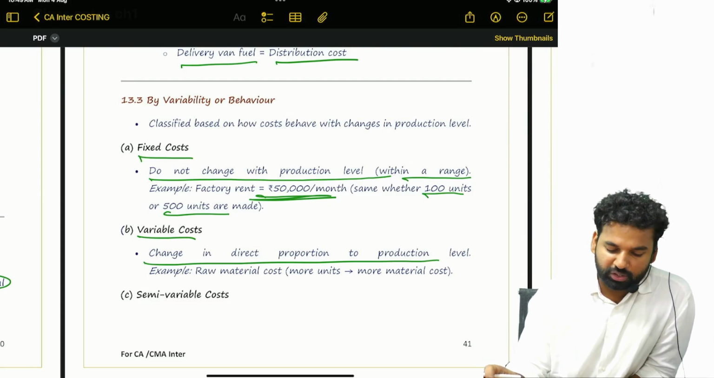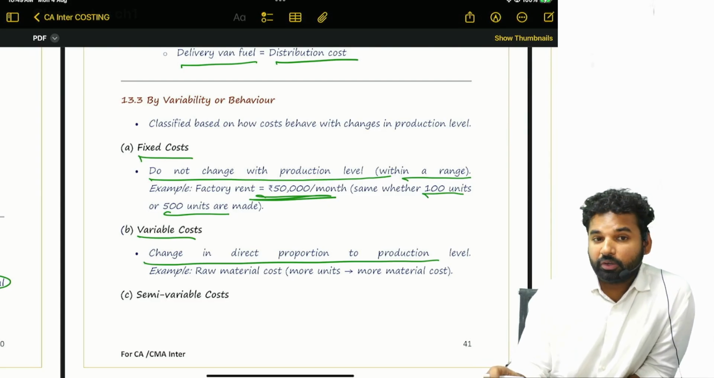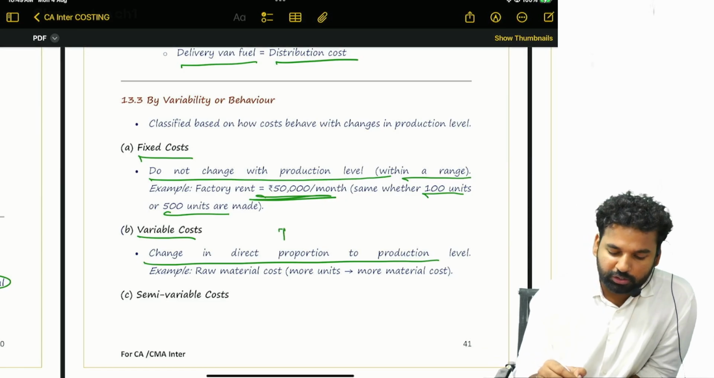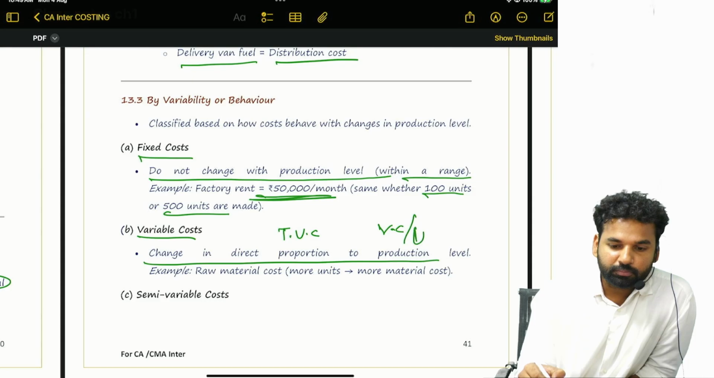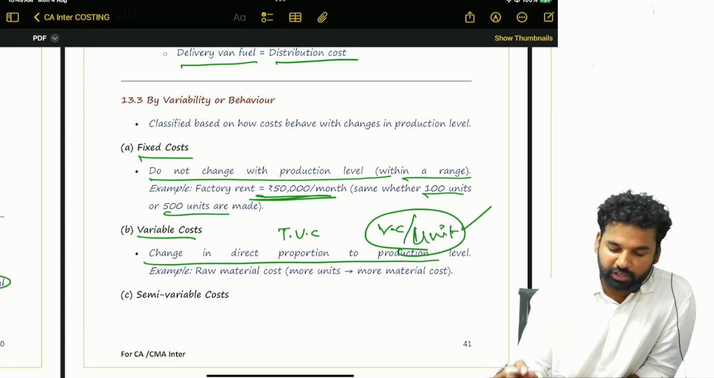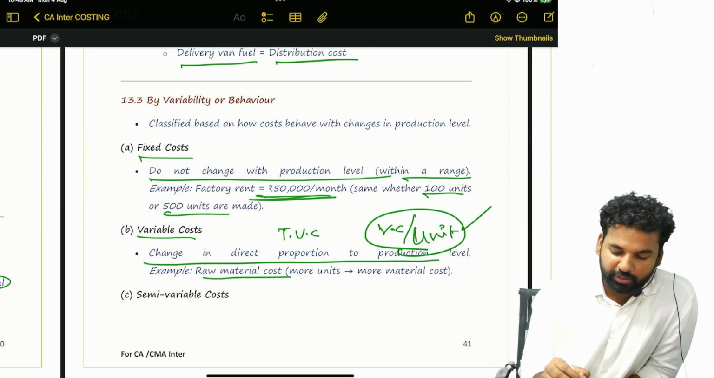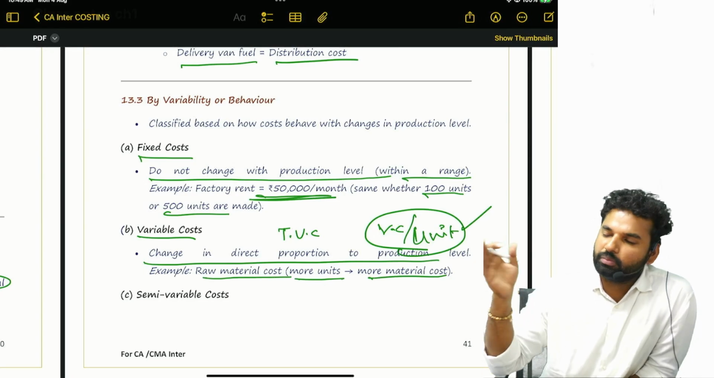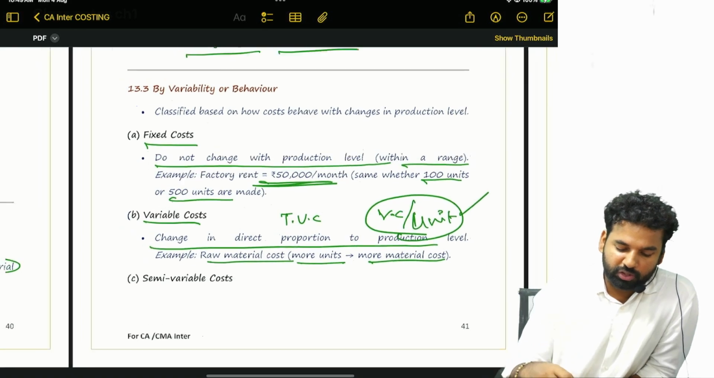So that is what is called variable cost is changing. Total variable cost you have to see. Variable cost per unit means it will not change. It will remain constant, same. Okay, so that is what is called variable cost. So raw material cost, more units, more material cost. More units of production, more material cost. So that is what is called variable cost.